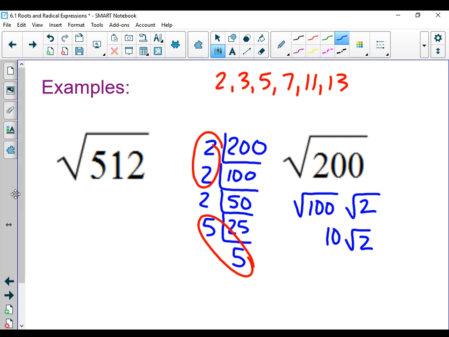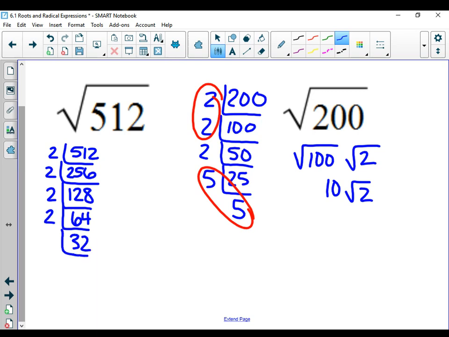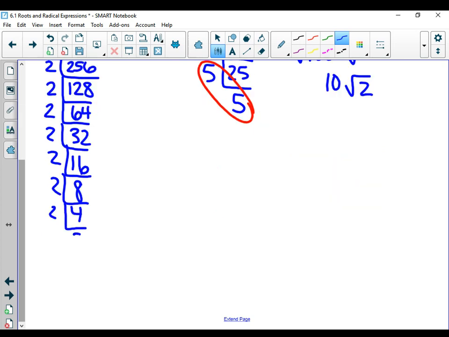Okay. So if I divide 512 by 2, what did y'all get? 256. Divide that by 2, you get 128. Divide that by 2, you get 64. Does this look familiar to anyone, these numbers? Anyone play that game 2048? Those are the numbers. Divide that by 2, we get 32. Divide that by 2, we get 16. Divide that by 2, we get 8. And then we just keep going until we have a prime number.